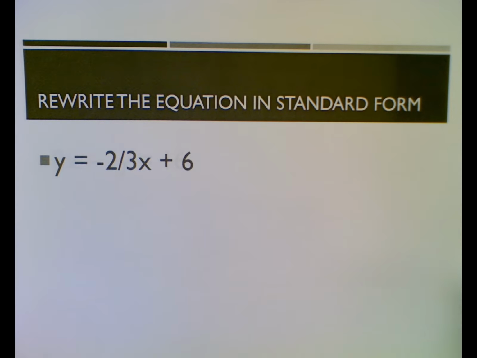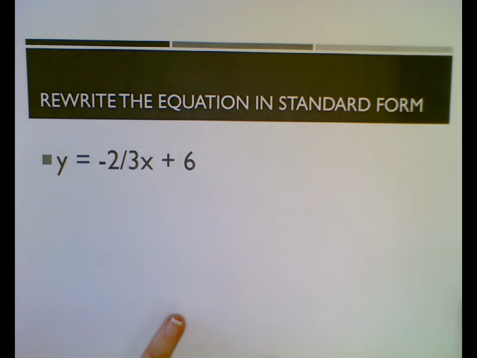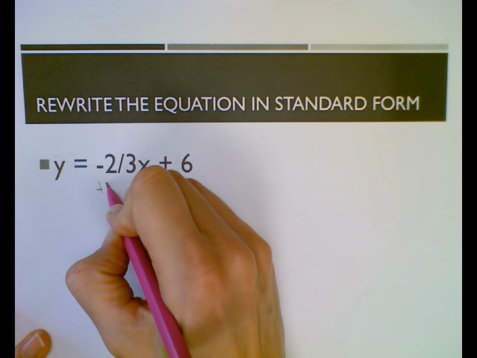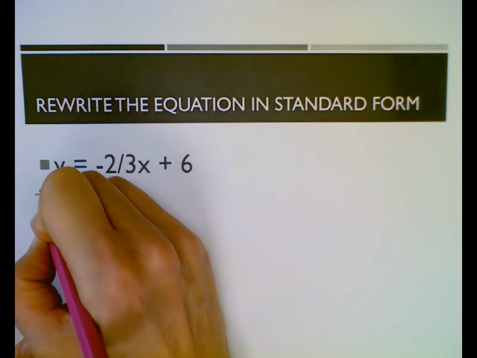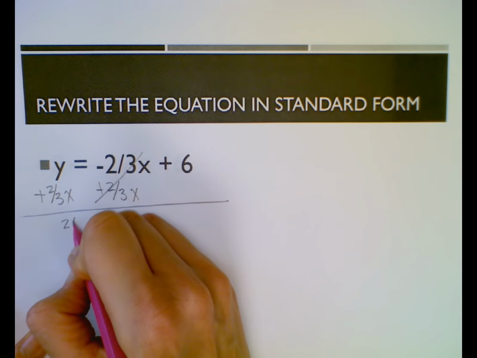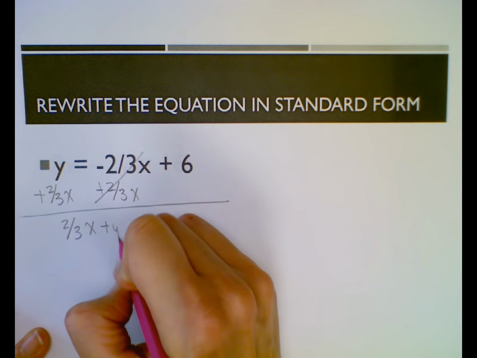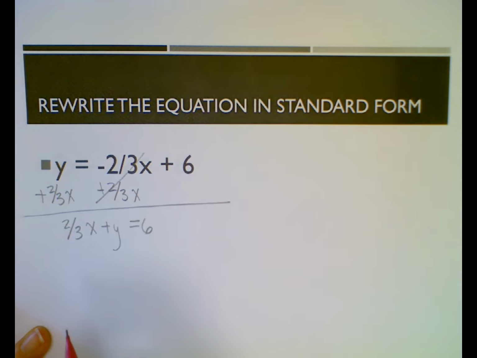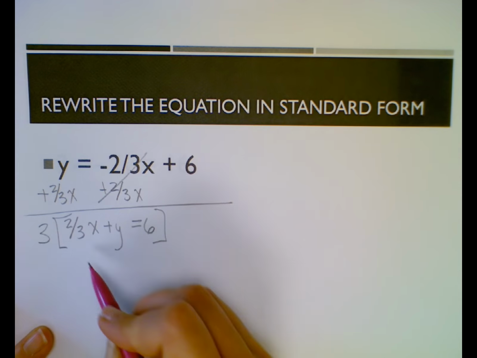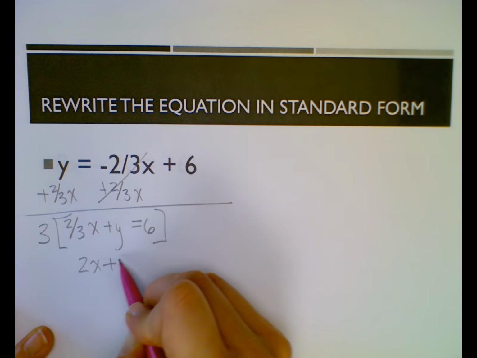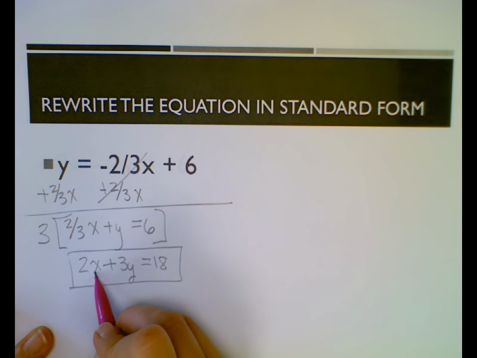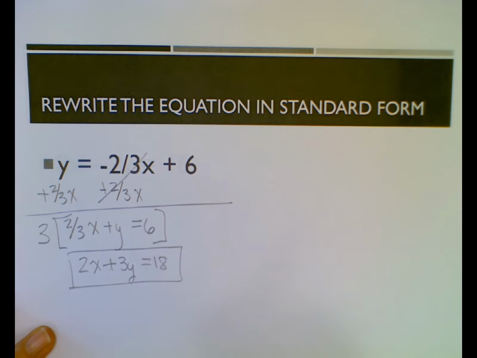Here we're starting out in slope-intercept form, and it says to rewrite the equation in standard form. That means I just need to add 2/3 x to both sides, so I get 2/3 x plus y equals 6. You cannot have a fraction, so I need to multiply everything by 3 to clear that fraction. It gives me 2x plus 3y equals 18. Ax plus by equals your c.